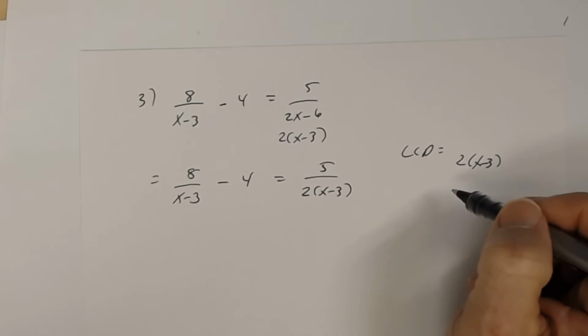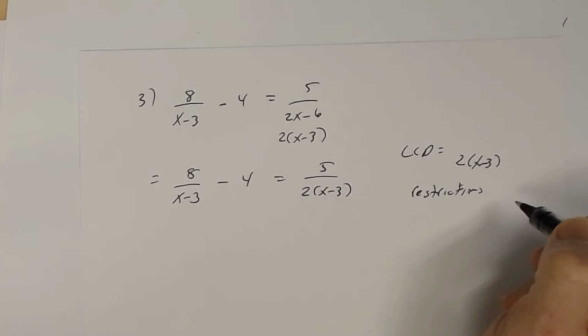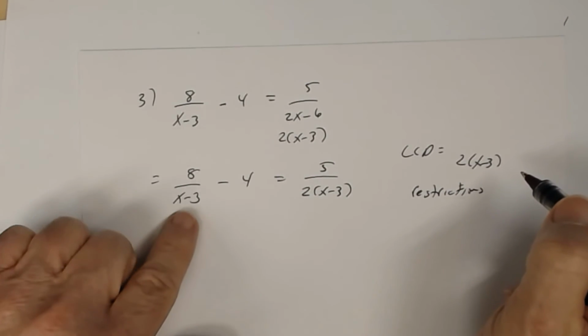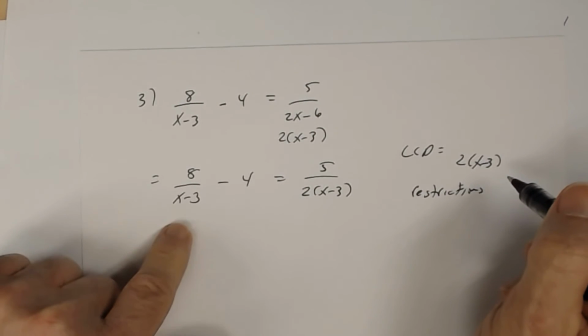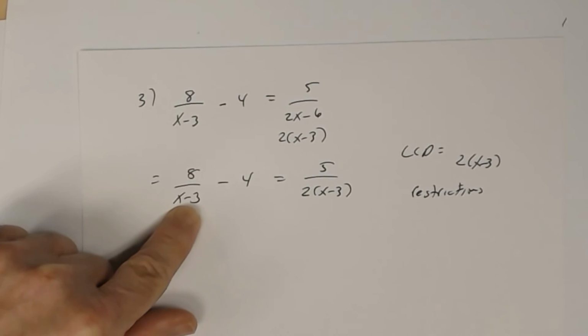Once you get to that point, we've got to find the restrictions. So remember, your restrictions, all you got to do is go to your factors in your denominator and see what makes them 0. So if you notice x minus 3, so where's x minus 3 equals 0?